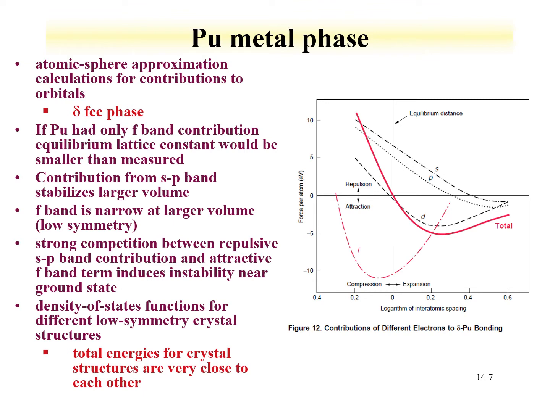And there's strong competition between repulsive s and p band contributions and attractive f band contributions, and this causes some instability near the ground state. One of the manifestations of this instability is that the density of states functions are different for the low symmetry crystal structures. What that really means is that total energies of crystals are close to each other, close enough where they can be expressed by heating the metal or by applying temperature.